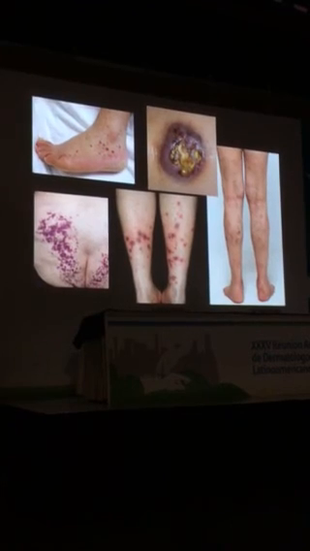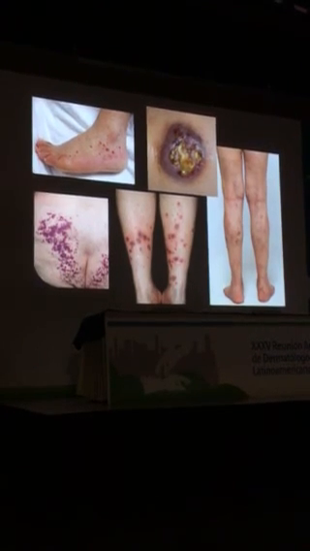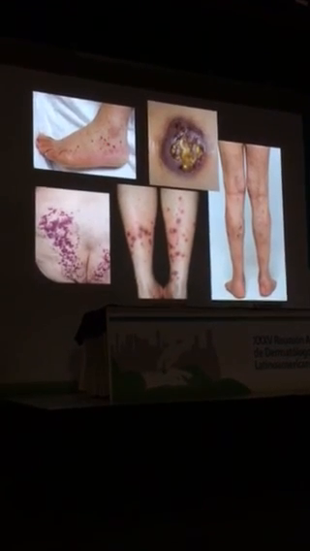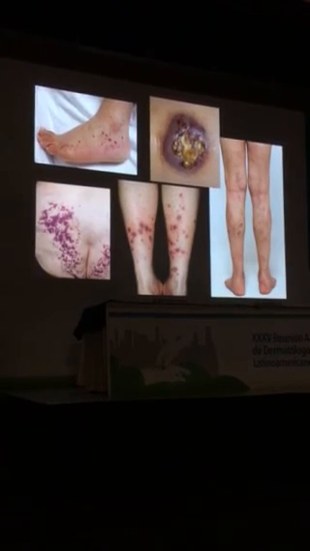I think that I focused on SJS and TEN. Obviously, one can see vasculitis from drugs, as we see here, including medium vessel vasculitis. You can get PAN from minocycline, for example, and we need to own that as well.